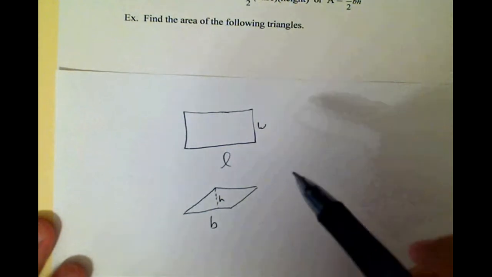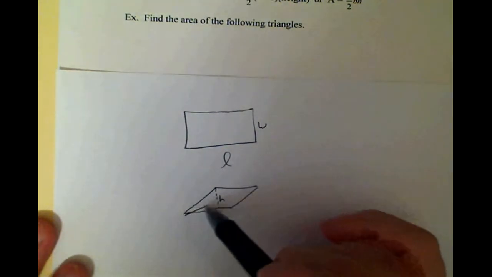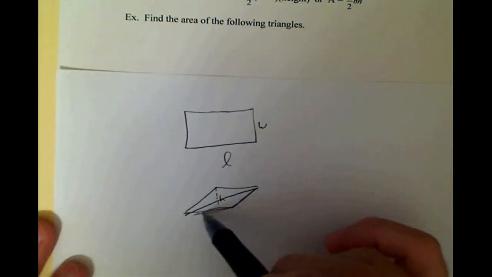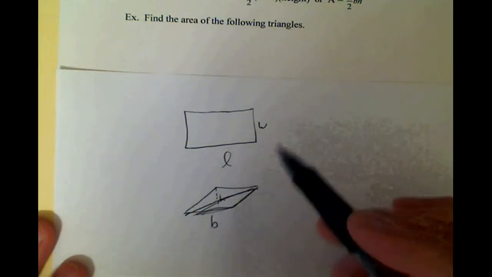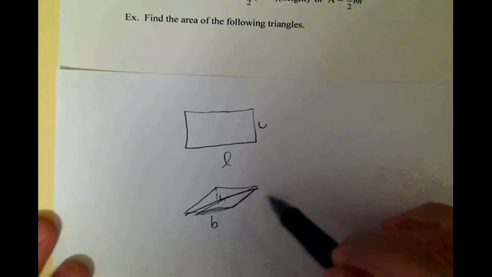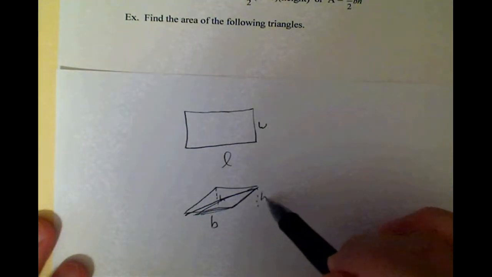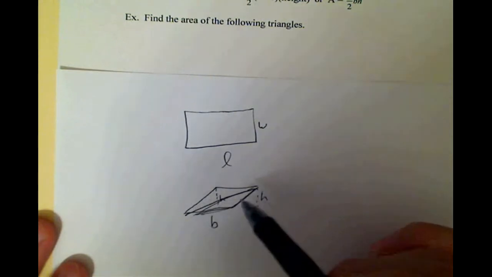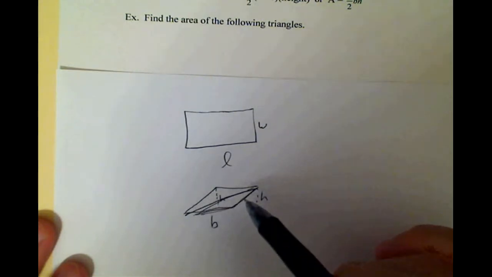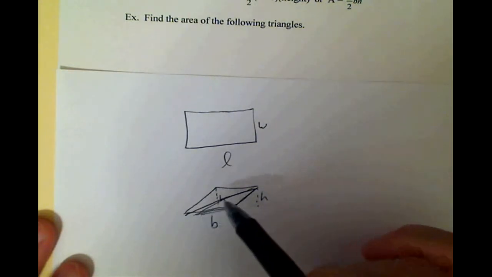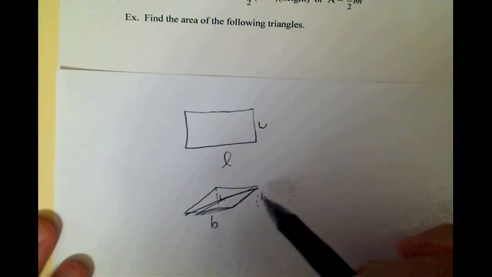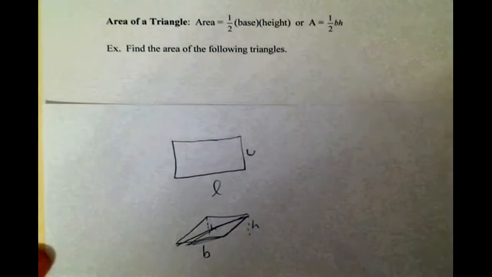Now, if we were to cut this in half, this right here would be a triangle, with base B and a height H. So this half of a parallelogram is a triangle. So half the area of a parallelogram is half B times H. Got that? That's where this comes from.